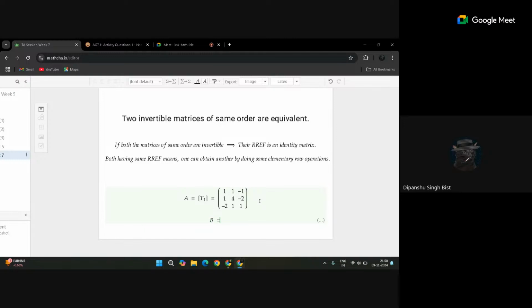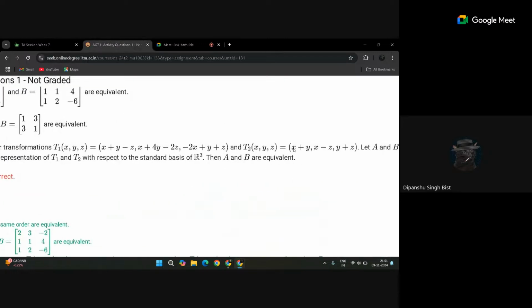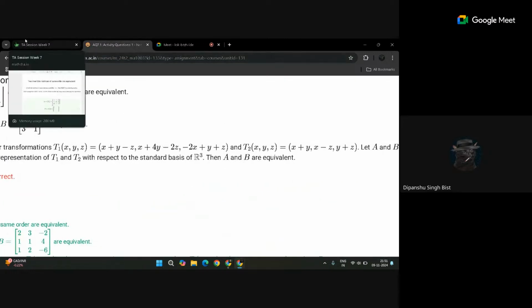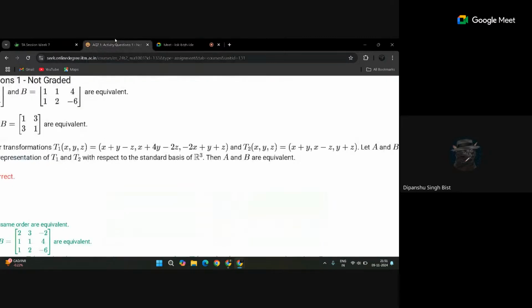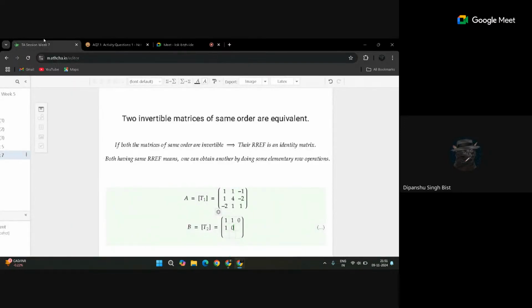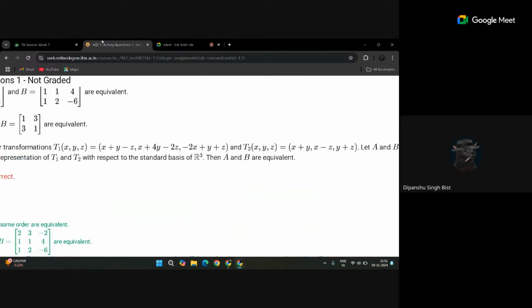Now, if I talk about B, I will do the same for T2. So this time I can directly write this maybe. Here I get 1, 1, 0, and then it's going to be 1, 0, minus 1, and then it's going to be 0, 1, 1.